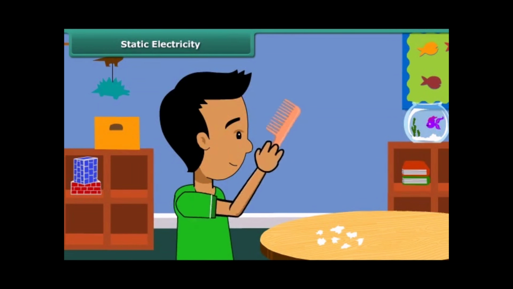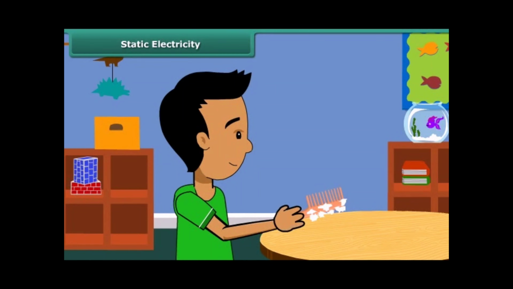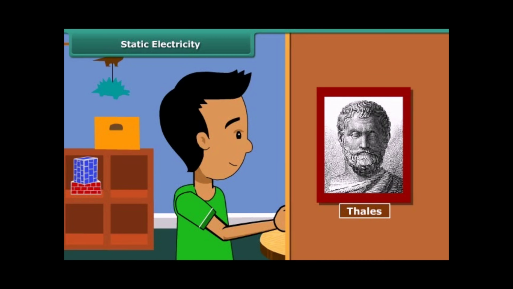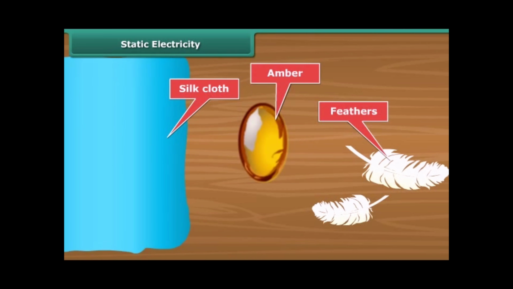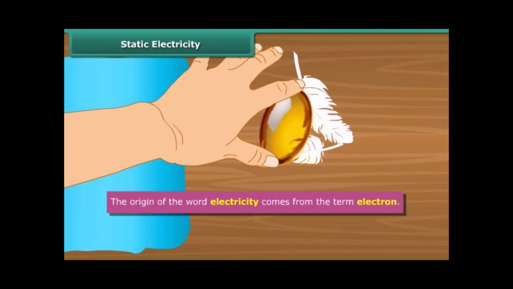When we comb our hair with a plastic comb and take it near small pieces of paper, the paper pieces are attracted toward the comb. We then say that the comb is charged with electricity. This was first noticed by a Greek man named Thales over 2,500 years ago. Thales found that amber attracted tiny feathers after it was rubbed with silk cloth. This was due to static electricity. The origin of the word electricity comes from the term electron.